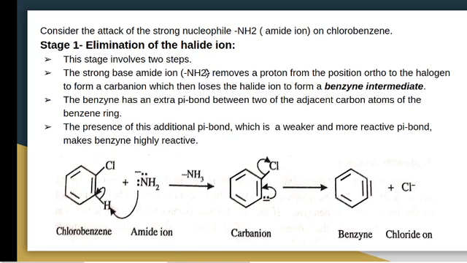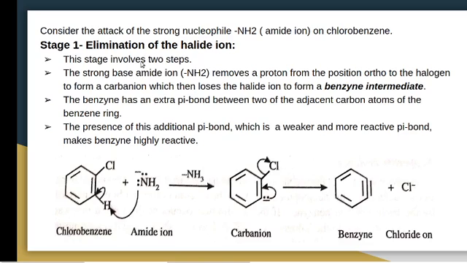So the elimination addition mechanism or benzyne mechanism involves two steps. So let us see the steps one by one. Consider the attack of a strong nucleophile NH2-, that is the amide ion, on chlorobenzene. So let us consider the nucleophilic substitution reaction of chlorobenzene with the nucleophile NH2-. This type of compound follows the benzyne mechanism or elimination addition mechanism. So the first step is the elimination of the halide ion.